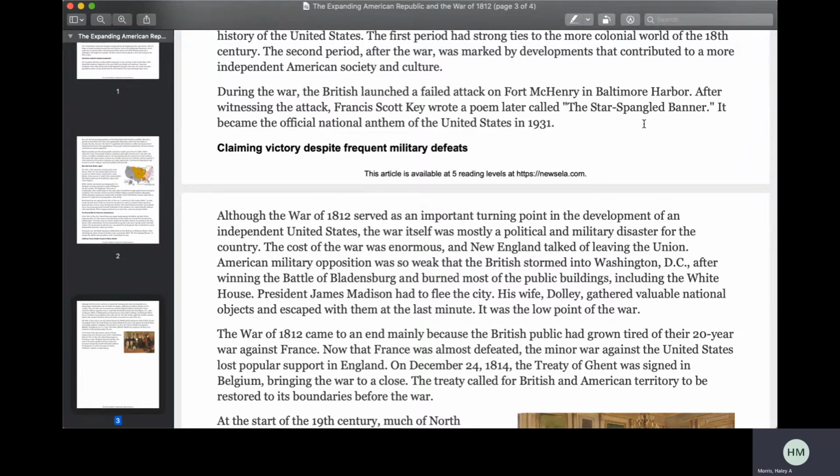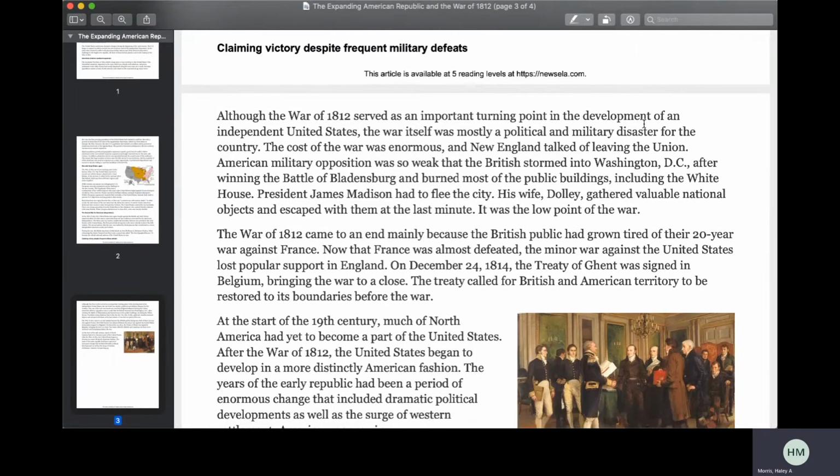After witnessing the attack, Francis Scott Key wrote a poem later called the Star-Spangled Banner. It became the official national anthem of the United States in 1931. Although the War of 1812 served as an important turning point in the development of an independent United States, the war itself was mostly a political and military disaster for the country. The cost of the war was enormous, and New England talked of leaving the Union.